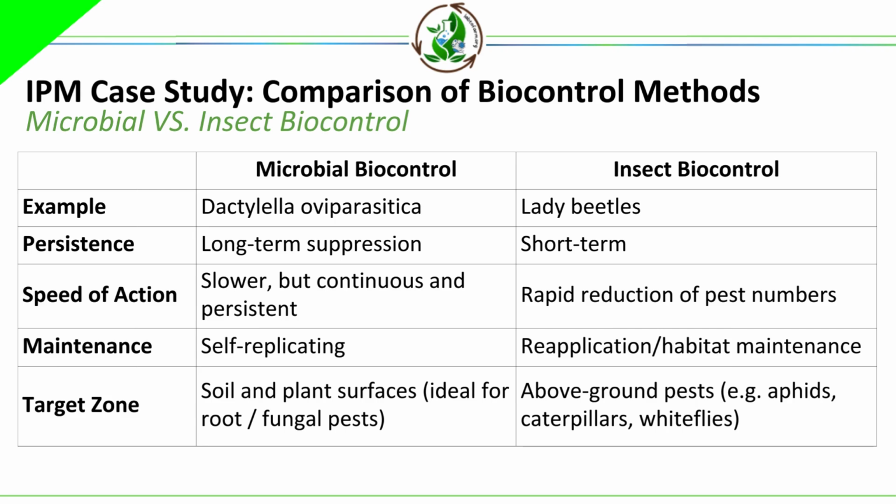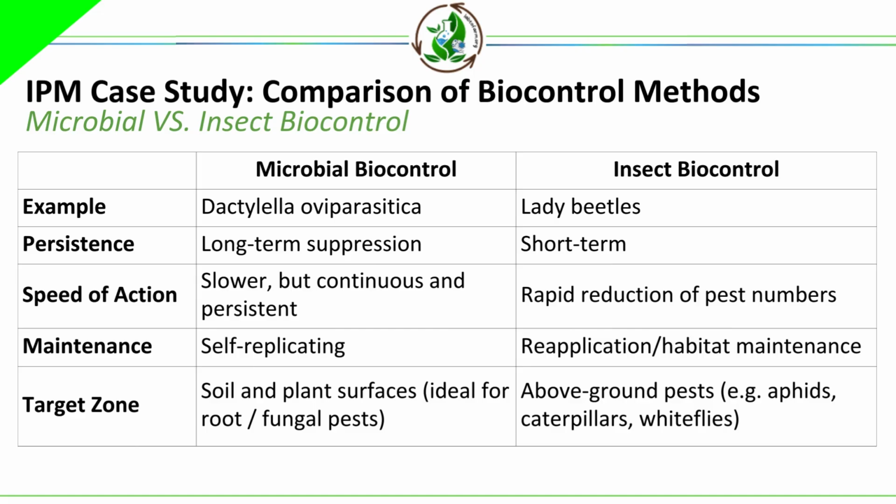These predators can rapidly knock down pest populations, but they often need ongoing support through habitat management, banker plants, or periodic releases to stay effective. So, microbes are more like a slow, steady defense system in the soil and on roots, while insects are fast-acting responders against pests such as aphids, caterpillars, and whiteflies on leaves and shoots. In practice, farmers can combine both strategies to match their crop, their pest problems, and their management goals.